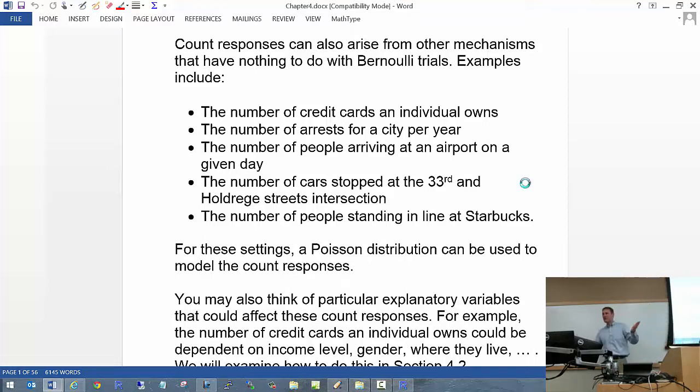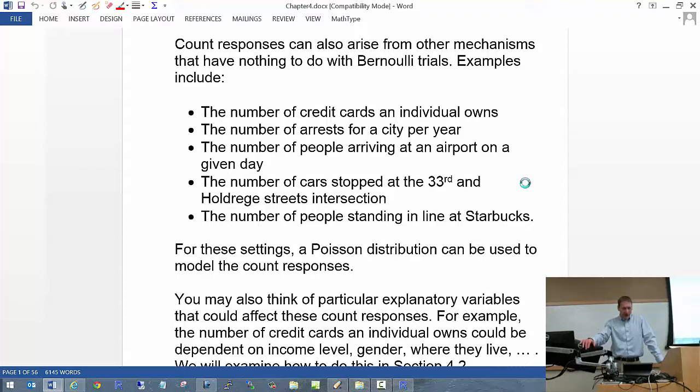Number of arrests for a city per year. Well, it depends upon where you live, of course, but there isn't an upper bound. You're not performing an identical experiment a certain number of times and trying to observe the number of successes. The number of people arriving at an airport on a given day. You have a general idea of what it would be, but there's not necessarily an upper bound. Like when the Berkshire Hathaway meetings come into Omaha, look at the Omaha airport, what happens there those few days. There are a lot of people coming in.